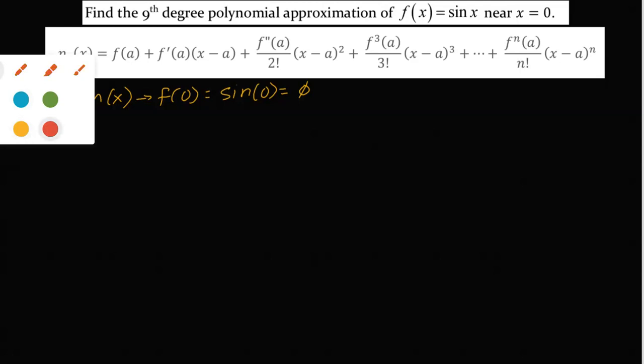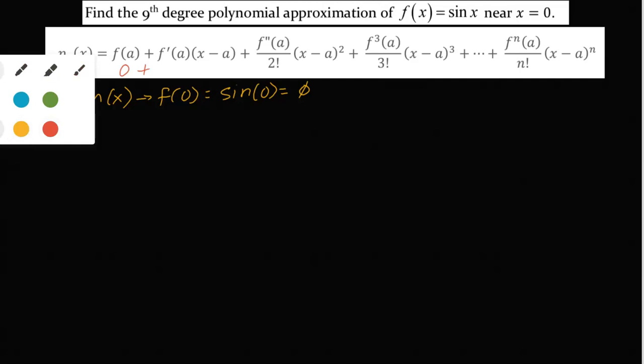We are in this video looking at a 9th degree polynomial approximation for sine of x near 0. Okay, so here is the polynomial approximation. First start with f of a, where f of x is sine of x, right? So we would say f of 0 is sine of 0, and sine of 0 is 0. Okay, so this is 0. We would say that's 0 plus, okay?